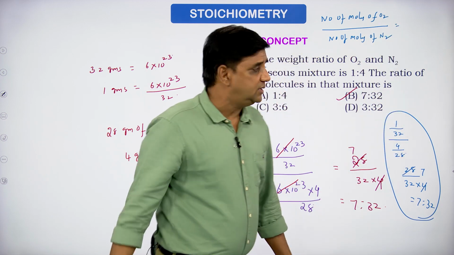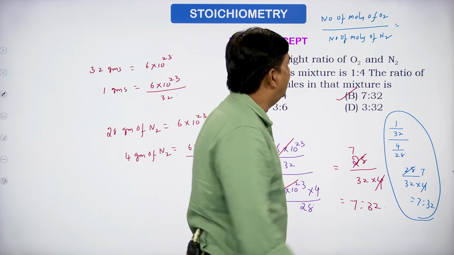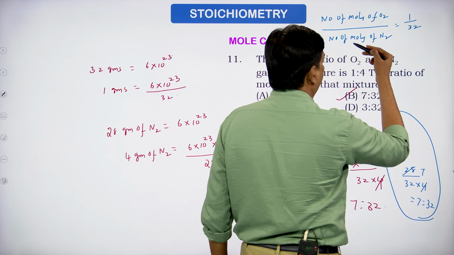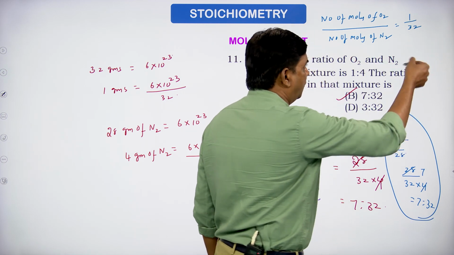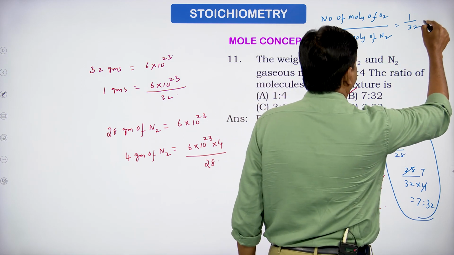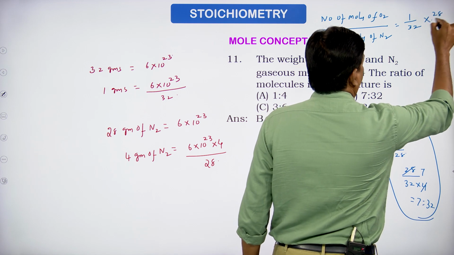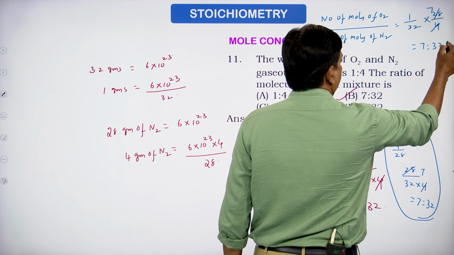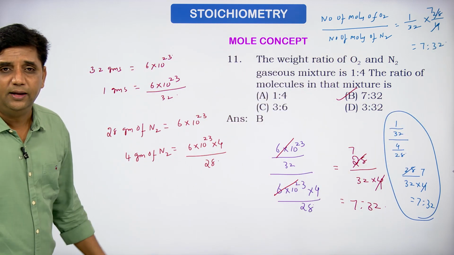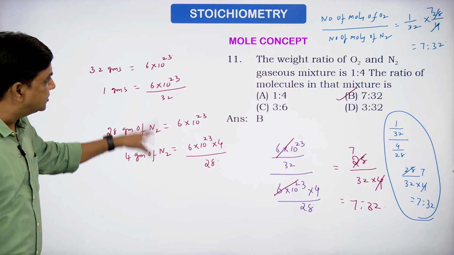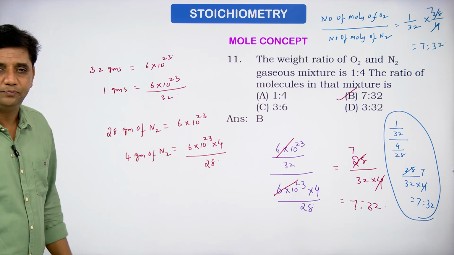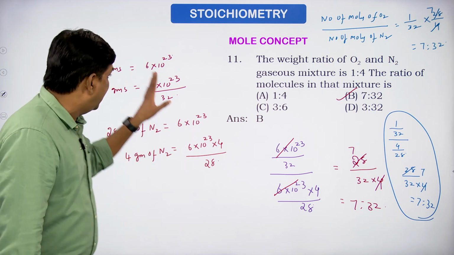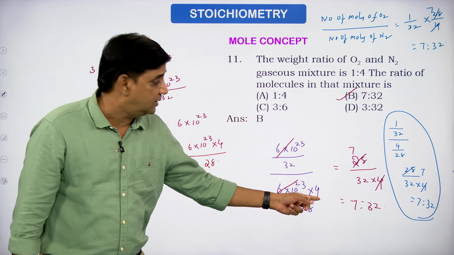Number of moles of oxygen is weight by gram molecular weight of oxygen, that is 1 by 32. And number of moles of nitrogen is 4 by 28, that is nothing but 28 by 4. So that is 7 is to 32. So the moles ratio is nothing but the number of molecules ratio. This is one method. Moles ratio is nothing but the number of molecules ratio only. Here I have converted into molecules, then I have taken the ratio.